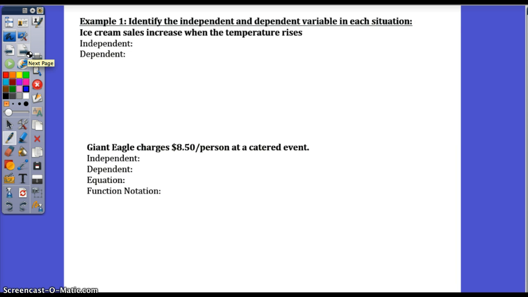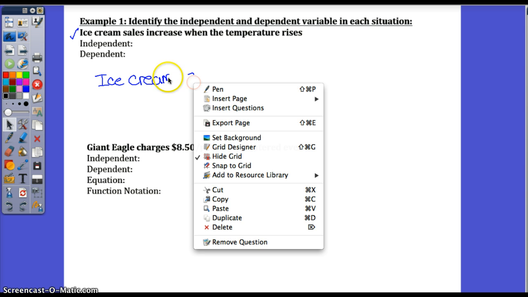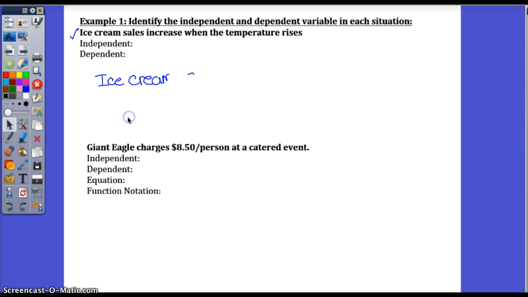So let's take some examples. Identify the independent and dependent variable in the situation. Here's our situation. It says ice cream sales increase when temperature changes. So the first thing you want to ask are, what are the two things that are changing? What are our two variables? We know ice cream sales change, and also the temperature changes.